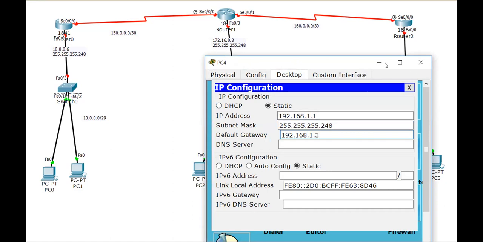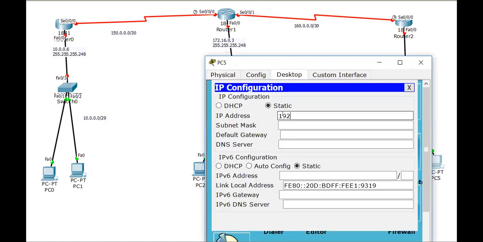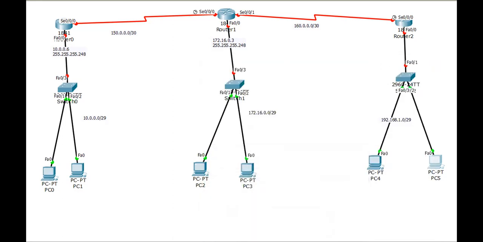Okay. And after that, I'm using here 192.168.1.2 and 192.168.1.3. Okay. So I'm using here 192.168.1.3 and this is my gateway. Okay. So this is my gateway here.